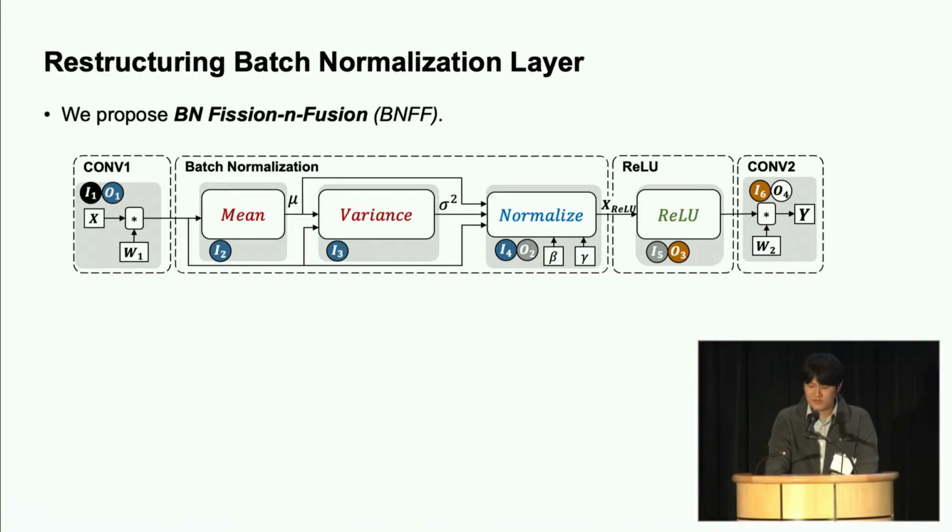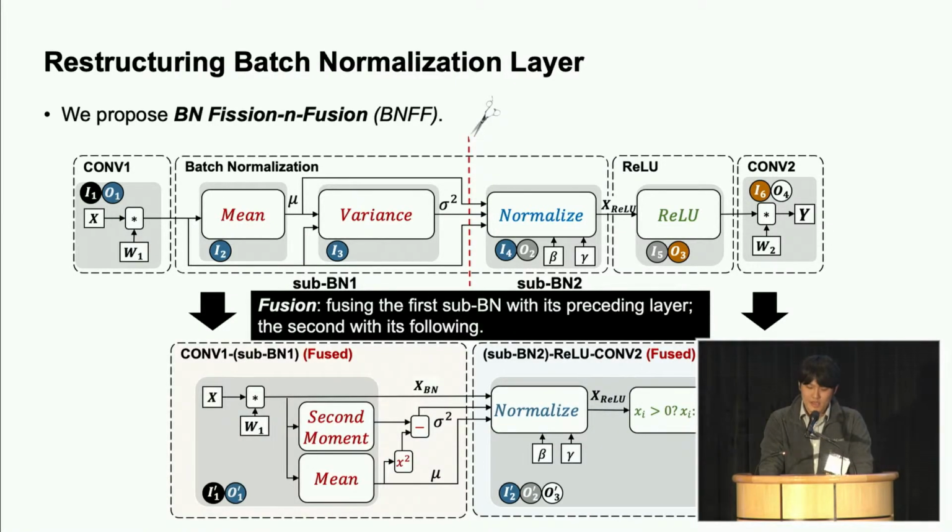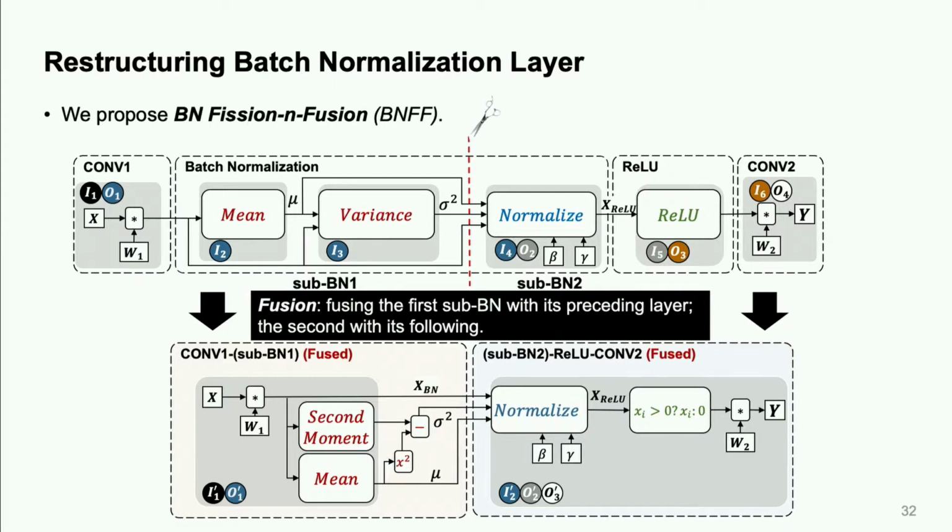So this is our solution, what we call BN fission and fusion, BNFF. The idea is very, very simple. First, in fission, we divide the batch norm algorithm into two sub-layers, sub-BN1 and sub-BN2. Sub-BN1 computes mean per channel and variance per channel, while sub-BN2 normalizes the input feature map. After that, the fusion comes, which is fusing each sub-BN layer with its preceding or following layers. For example, here sub-BN1 is fused with convolution 1, while sub-BN2 is fused with the following layers, ReLU and convolution 2.